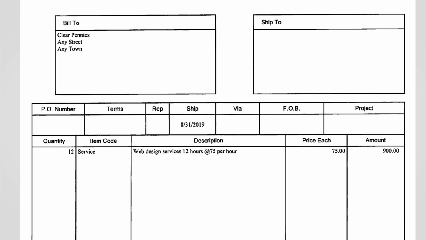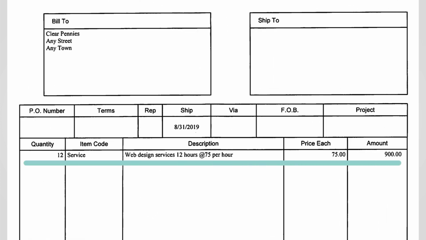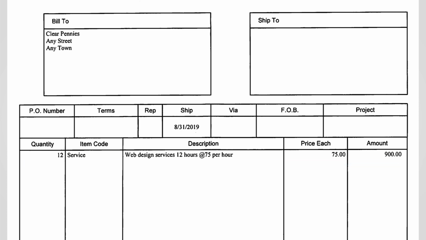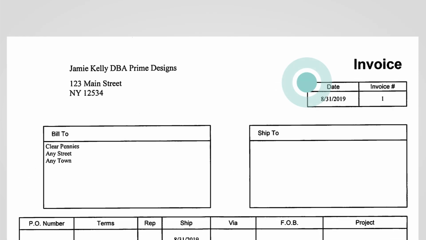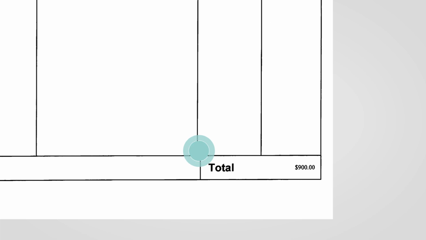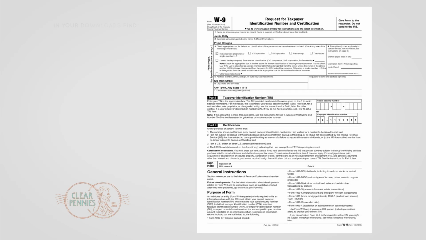So here, 12 hours were done to do web design services at $75 per hour. Pretty good, $900. Once again, we have the date and who it was billed to and how much you made. $900. Score. Really good. Some people may pay you as a subcontractor, and they're going to ask you to fill out a W-9. Whoa, back up. What is a subcontractor and what's a W-9?